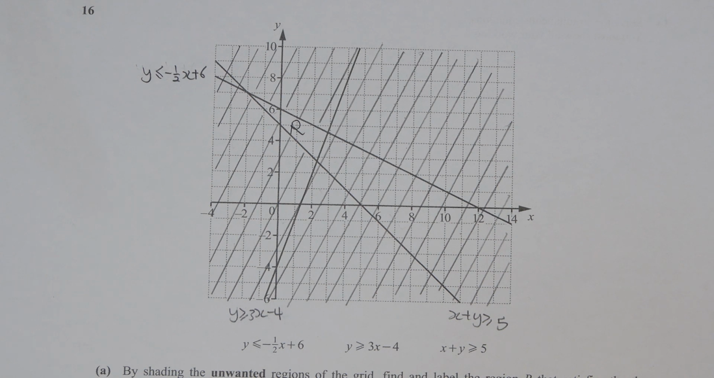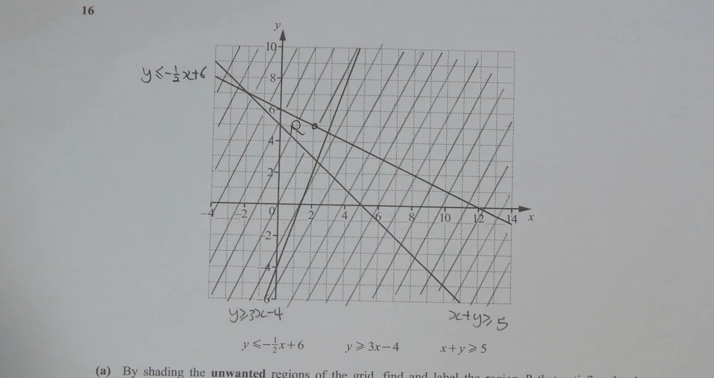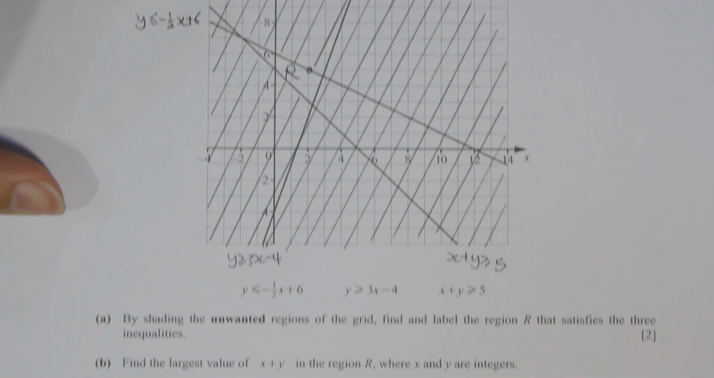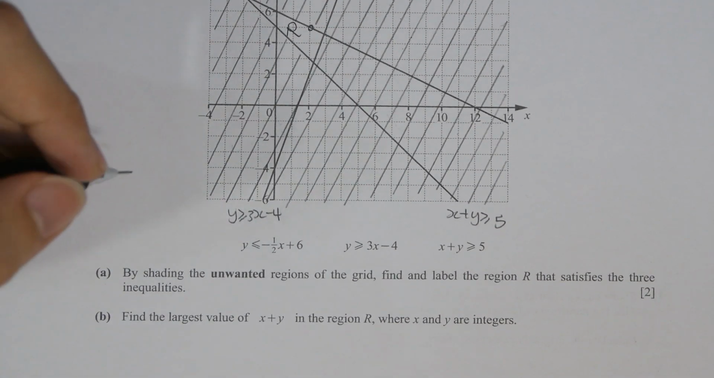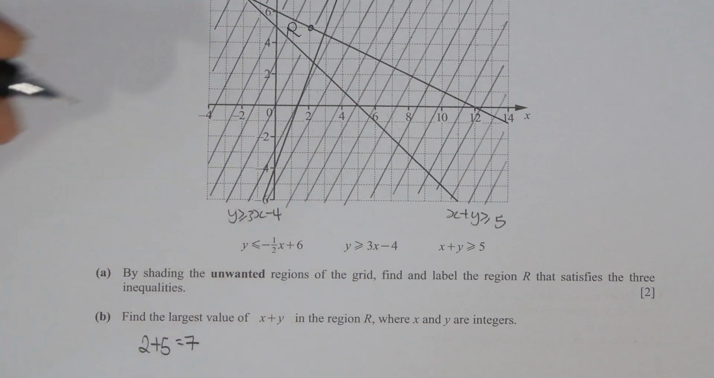Part B is actually really tricky. You can't choose the corners of the shape. You actually need to run manual calculation. The highest possible value will be when x equals 2 and y equals 5. So 2 plus 5, you should get 7.